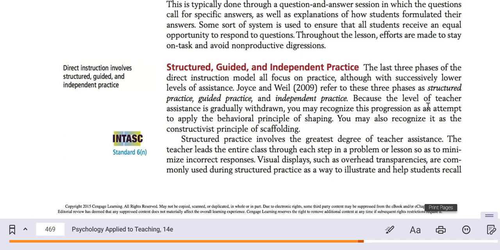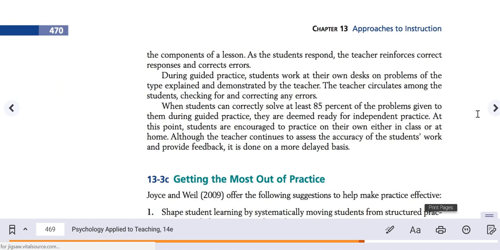Structured practice involves the greatest degree of teacher assistance. The teacher leads the entire class through each step in a problem or lesson so as to minimize incorrect responses. Visual displays such as overhead transparencies are commonly used during structured practice as a way to illustrate and help students recall the components of a lesson. As the students respond, the teacher reinforces correct responses and corrects errors.